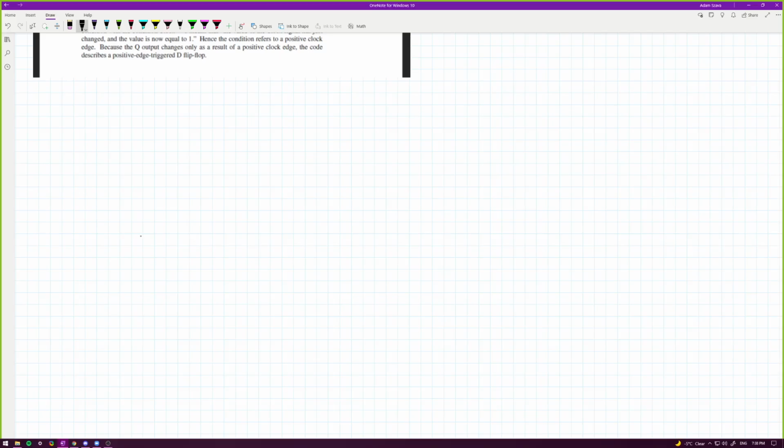Someone asked in the chat, Chapter 7 asks us to build counters and stuff, but don't we need a state table to design the counter? Yeah, so Chapter 7 doesn't ask you to design the circuits. It just says, look at the circuits and see how they work. And then in Chapter 8, we design the circuits.